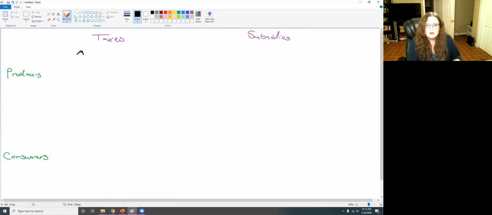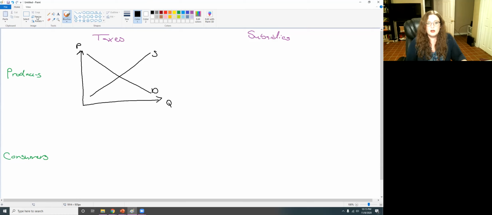So we got our price, our quantity, our downward sloping demand curve, and our upward sloping supply curve.